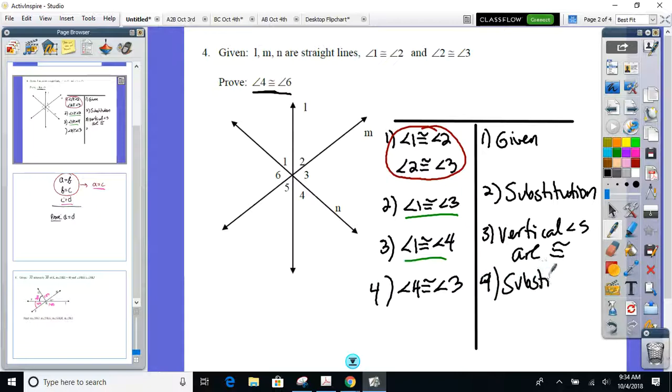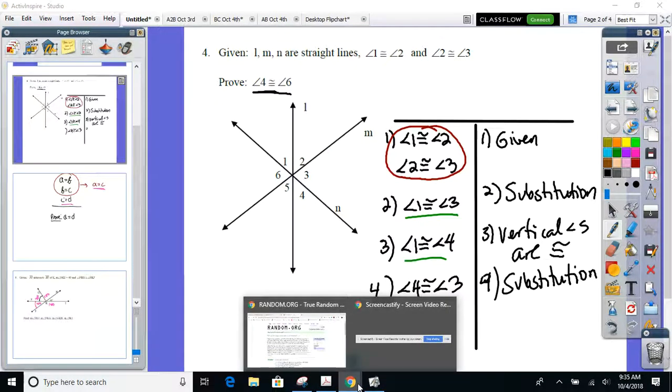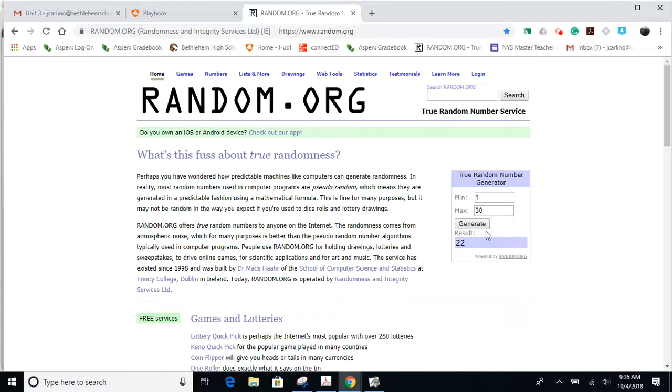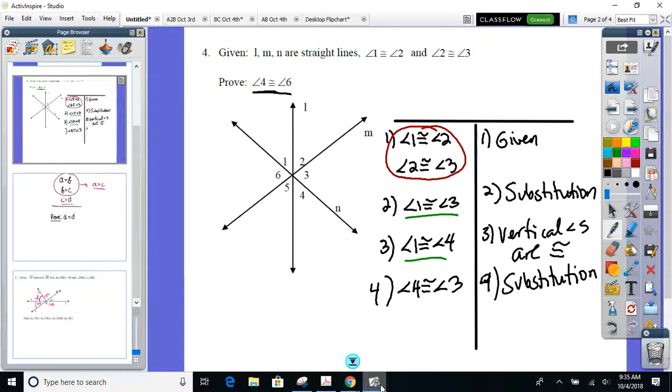Notice, guys, this is my second substitution in the proof. 1 will not do it to go directly from 4 to 6. All right, we're almost there. Can you guys involve angle 6 in that diagram for me? Anything you know about 6 and another angle? Why? Vertical angles are congruent again. Woohoo!